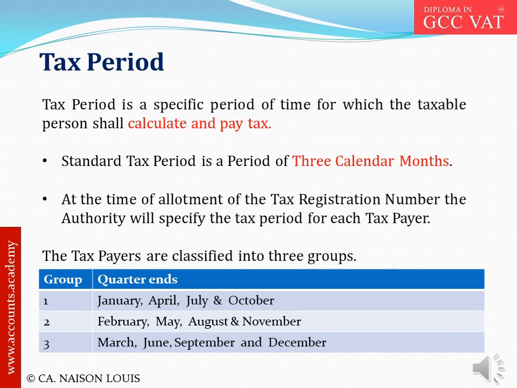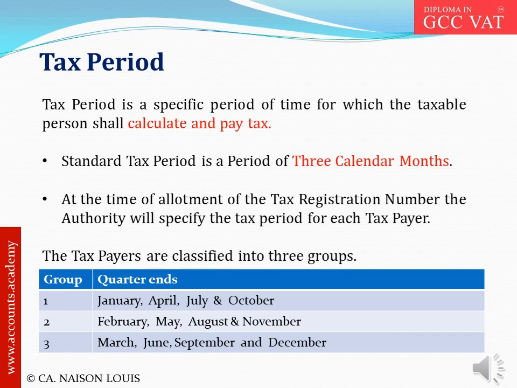Tax period. Tax period is a specific period of time for which the taxable person shall calculate and pay tax. So tax period means the period for which we are filing the tax return. Standard tax period is a period of 3 calendar months, and at the time of allotment of the tax registration number, the tax authority will specify the tax period to the taxpayer.